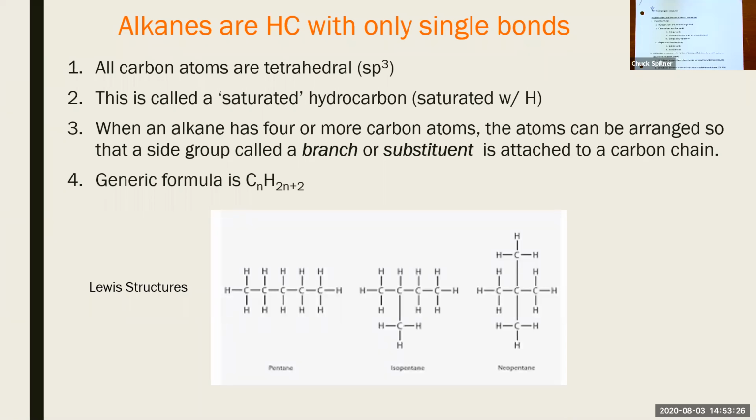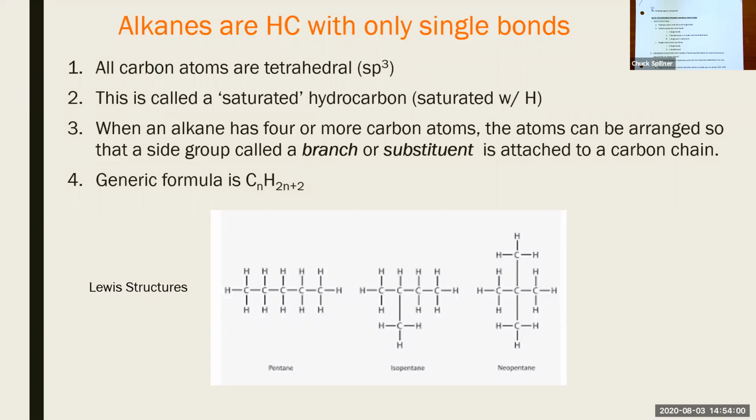So remember, I talked about the carbon skeleton: it can be linear, it can be branched, or it can be cyclic. We're going to see all of these examples as we go through this chapter. The one thing about alkanes, since they're saturated hydrocarbons, is that the generic formula is CnH2n+2, where n is the number of carbons. We will see that as we go through. That's an important formula to remember because it applies to all alkanes.